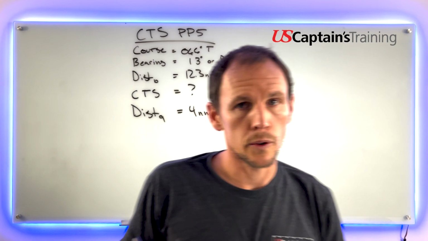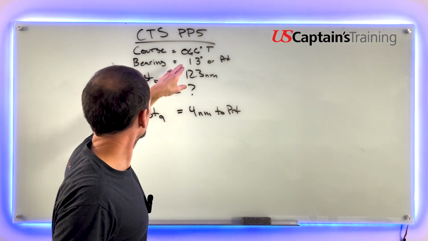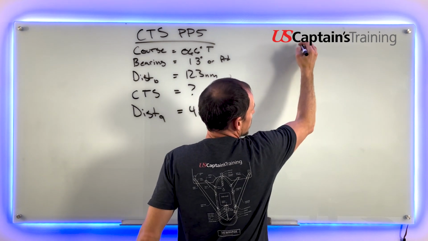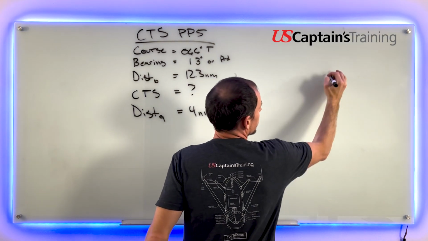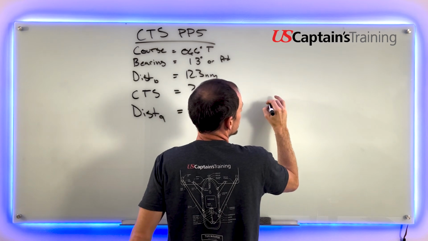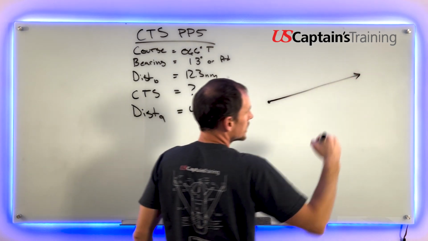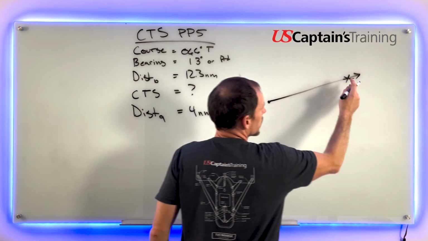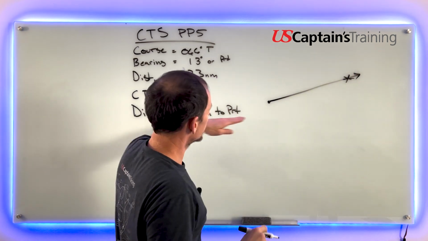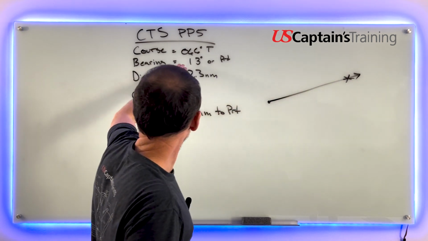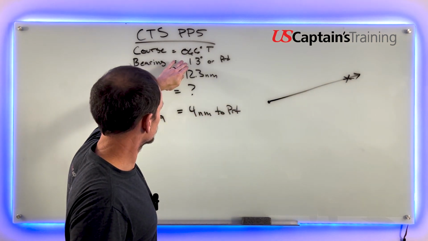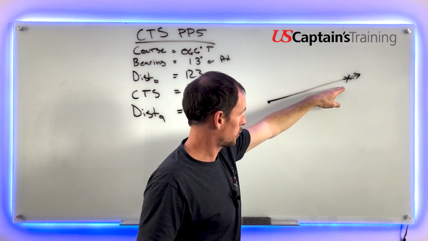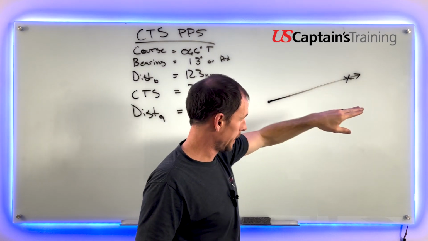To solve this, we're going to make our triangle. Okay, 66 degrees. Where's that? Here's 0, 90, 45. It's going to be something like 66 degrees. And then the bearing is somewhere in this realm. It's 13 degrees away from 66. But we need this side of the triangle. So we're here. We sight the bearing here.